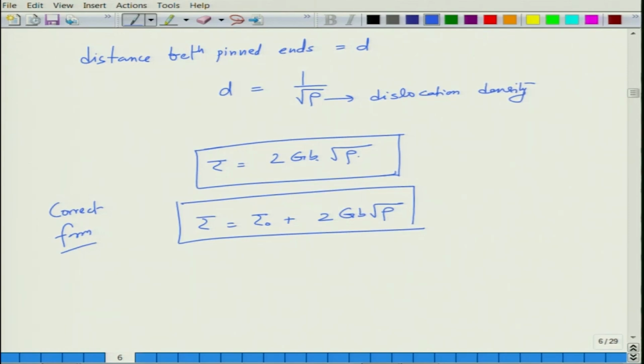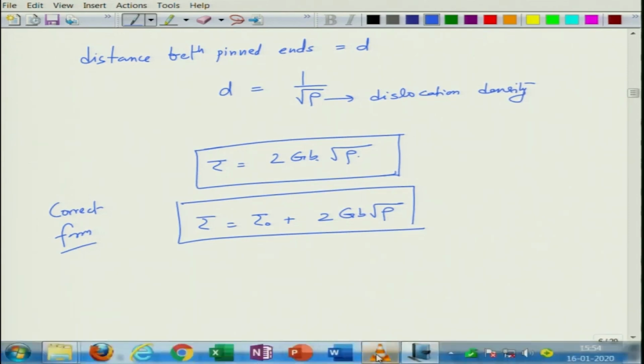Let me show you a video which shows you how Frank-Read sources look in reality when looked at under the microscope. By the way, this video is also taken from doitpoms.ac.uk, which is the University of Cambridge website. So, we acknowledge their role in having this video available to you. So, this is what the video is.